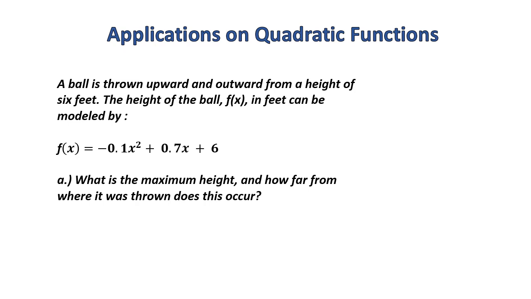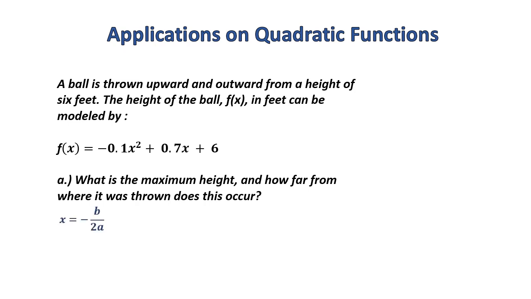A ball is thrown upward and outward from a height of 6 feet. The height of the ball in feet can be modeled by -0.1x squared plus 0.7x plus 6. Notice we have a quadratic function where a is negative, so the function is concave downward, and the maximum occurs at the vertex. What's the maximum height and how far from where it was thrown does this occur?